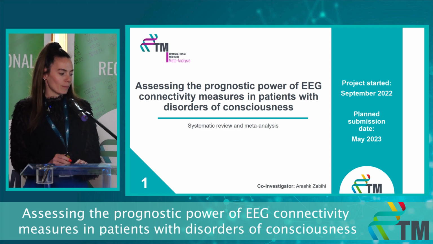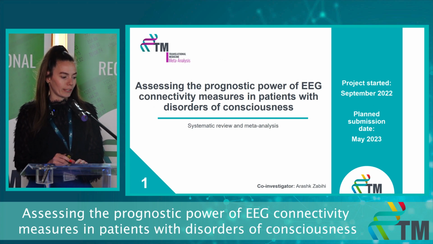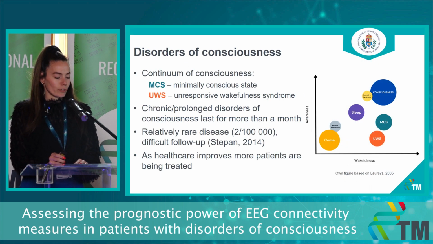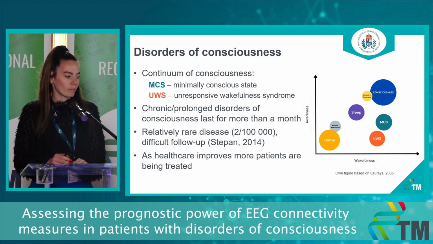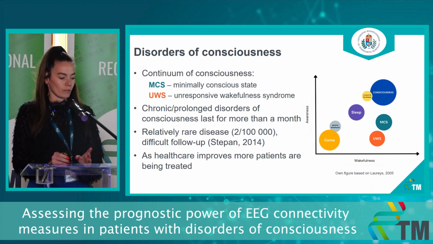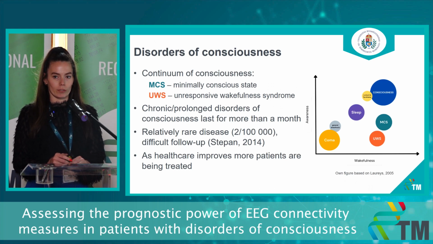My first project was about assessing the prognostic power of EEG connectivity measures in patients with disorders of consciousness. What are disorders of consciousness? These are on the continuum of consciousness, which stretches from coma until the fully conscious state. For example, the minimally conscious state and the unresponsive wakefulness syndrome. These patients might look wakeful with the eyes open, but they do not show signs of awareness, they do not talk, they do not follow instructions. And we call them chronic or prolonged if this disorder of consciousness lasts more than a month.